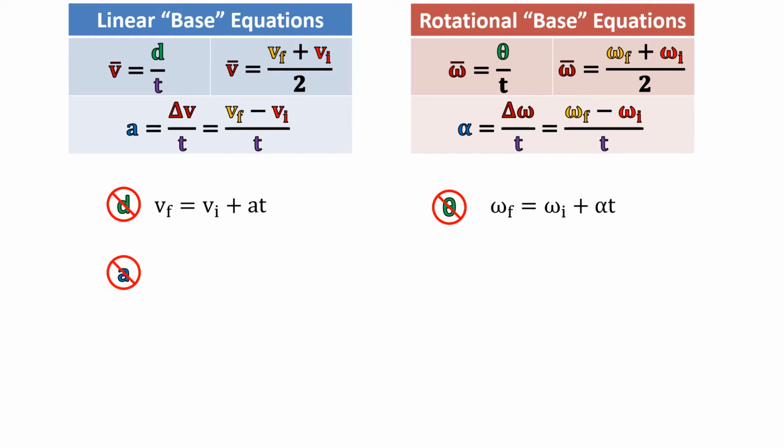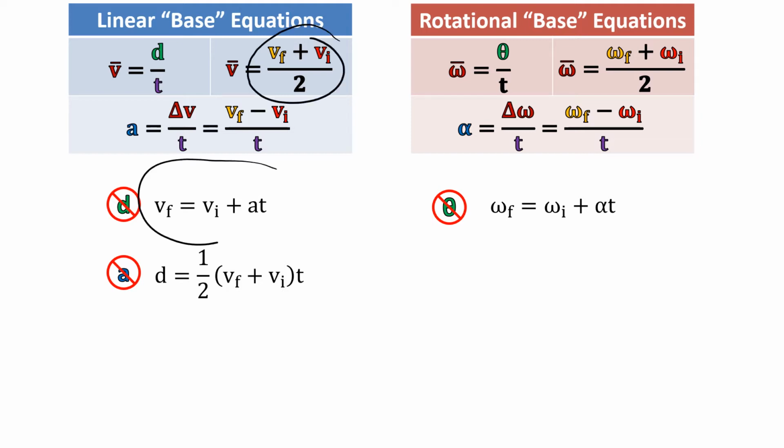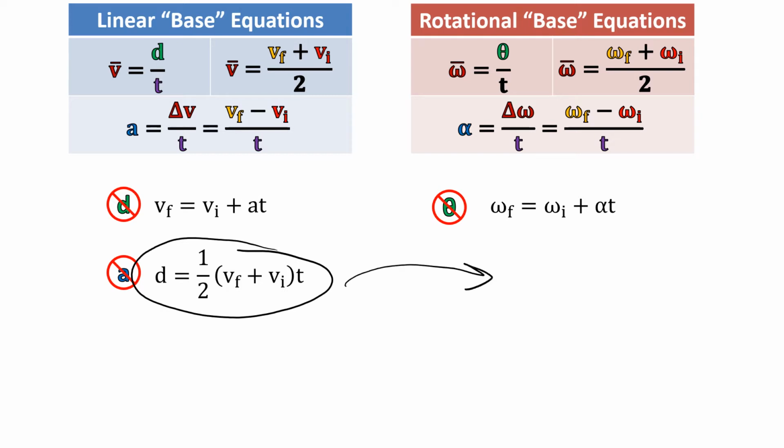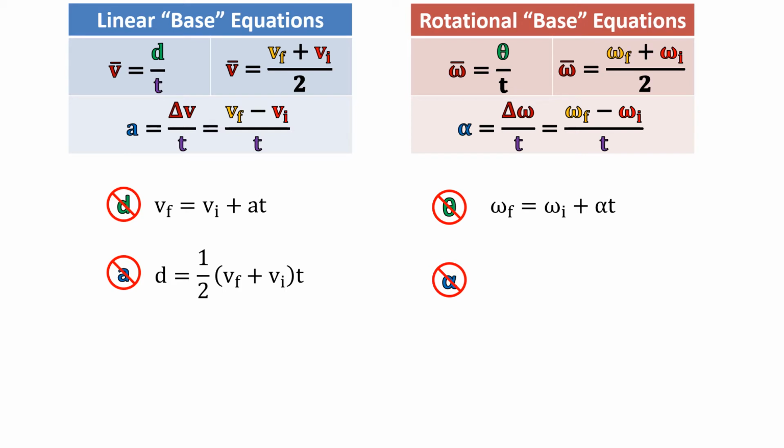Then we derived an equation without the acceleration in it. It looked like this. It's the secret formula. It's just a combination of this one and this one together. So what is the equivalent of this formula with rotation variables? Again, pause the video and try to rewrite this formula with rotation. So the formula without alpha is theta equals 1/2 times omega F plus omega I times T.